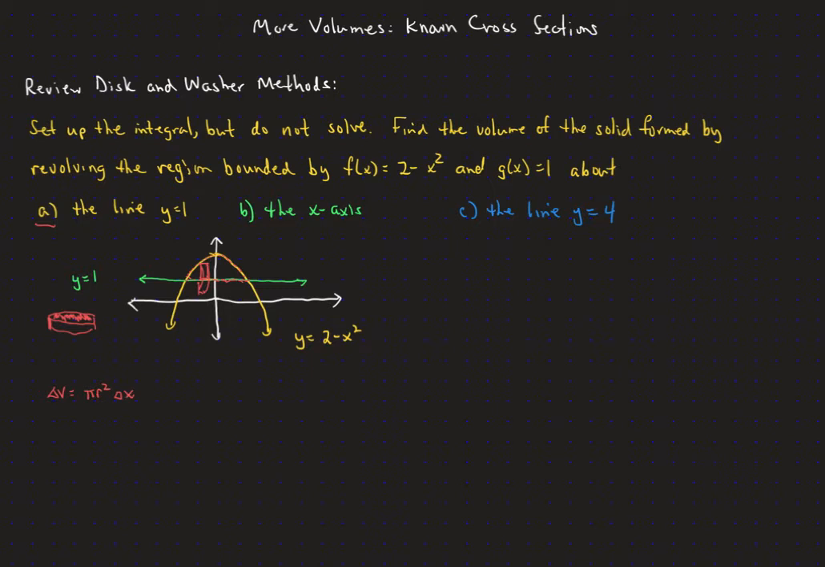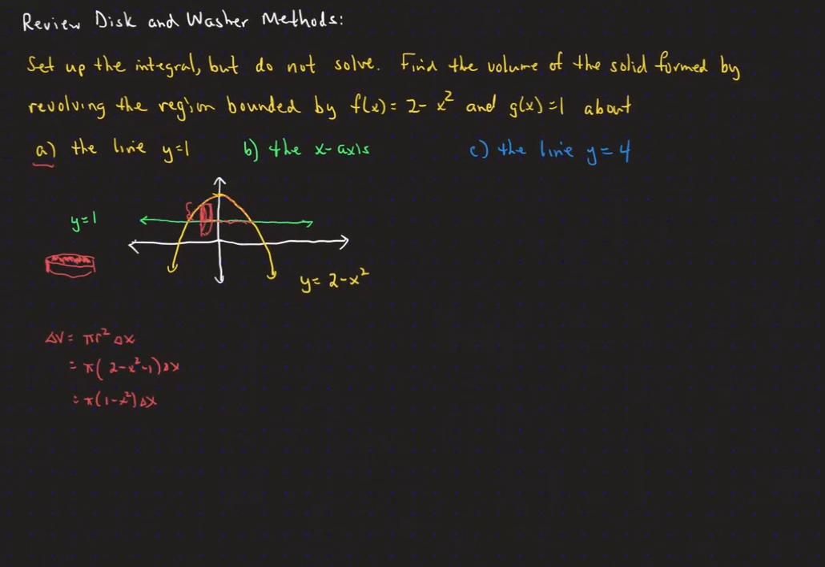The radius for us is going to be this distance from the axis of revolution to that curve, or we can think of that as being top curve minus bottom curve. So that is going to be our top curve, 2 minus x squared, minus the bottom curve, 1, times a delta x. So that's going to make that be pi times 1 minus x squared delta x. So our volume will then become the integral. We add all those slices up. We can pull the pi outside.